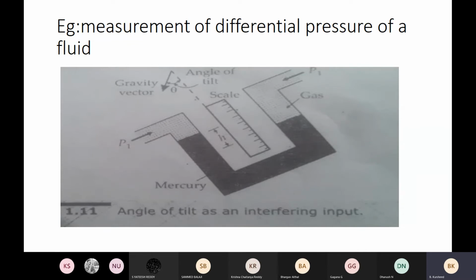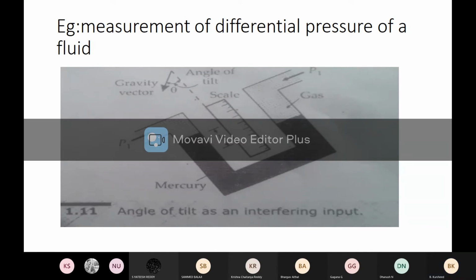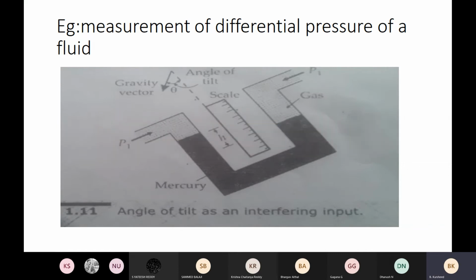These are the ways how we can eliminate interfering input by providing a modified input. By providing a modified input, we can eliminate this. Getting?